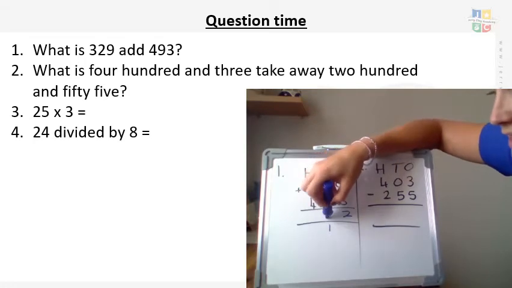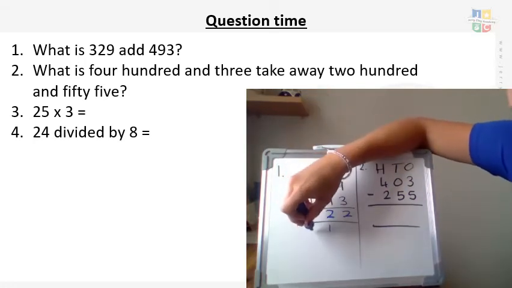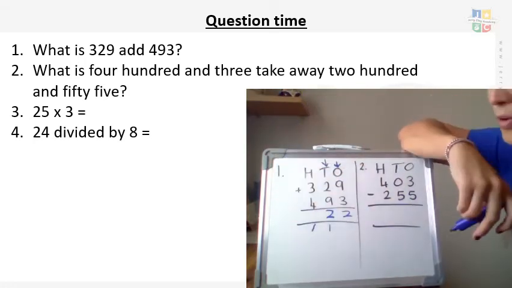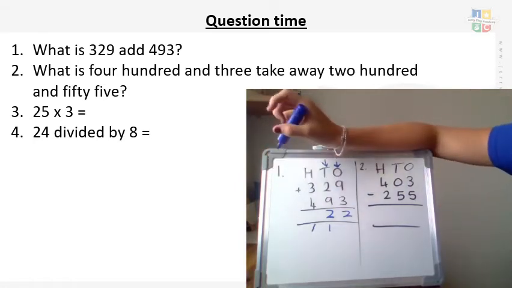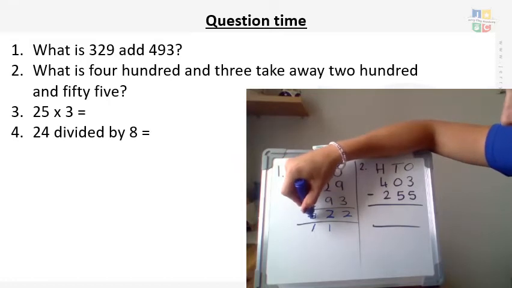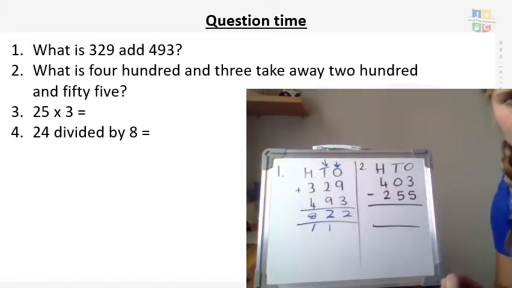Again, I can't write 12 in here, so my 2 would go in my tens column and I would exchange 10 tens for 100 to put my 1 under my hundreds column. Then finally add 3, add 4, which is 7, add your 1, which is 8. So your first answer should have been 822.